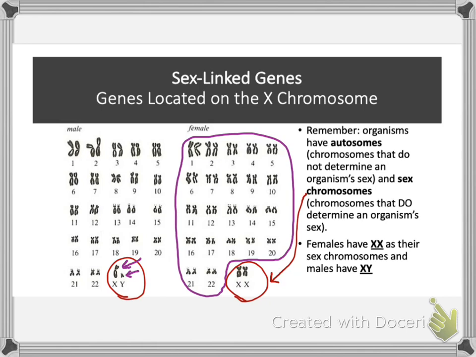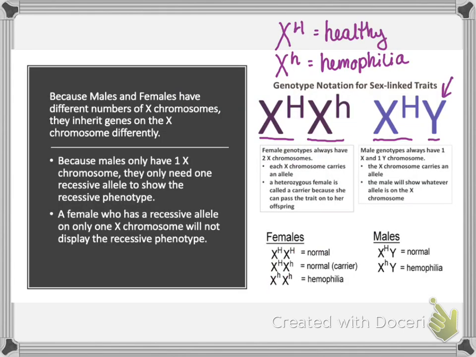So we focus on sex-linked. Think of it as X-linked. Okay, so we're focusing on the X chromosome. Because women get 2 X chromosomes, whereas men only get 1, we see that there are different possible genotypes that they can have. Females have 3 possible genotypes, whereas males have just 2.